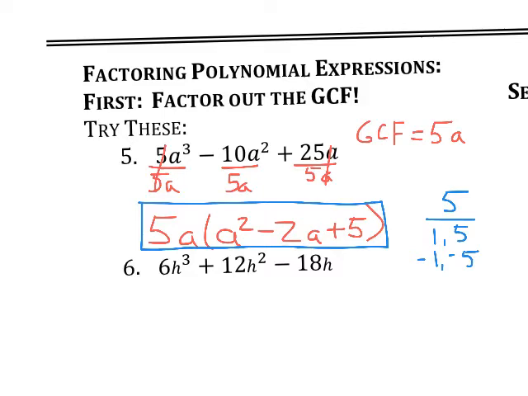So you always have to check for a GCF first. Sometimes you can, sometimes you can't. Then after you take out the GCF, you check and see, can I do any more factoring? Sometimes I can, sometimes I can't. So those are just the steps that you have to go through.